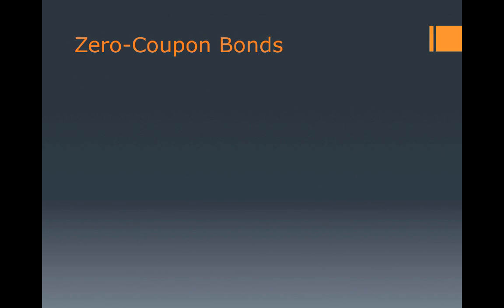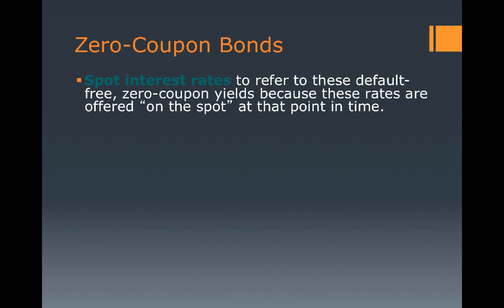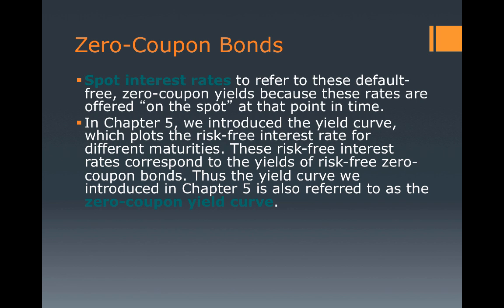A spot interest rate refers to the default-free zero coupon yields because these rates are offered on the spot at that point in time. We talked about in the previous chapter, Chapter 5, the yield curve, the term structure of interest rate. And remember that we plotted the risk-free rate for different maturities on the risk-free yield curve. These risk-free interest rates correspond to the yields of risk-free zero coupon bonds. So the yield curve we introduced in Chapter 5 is also referred to as the zero coupon yield curve.